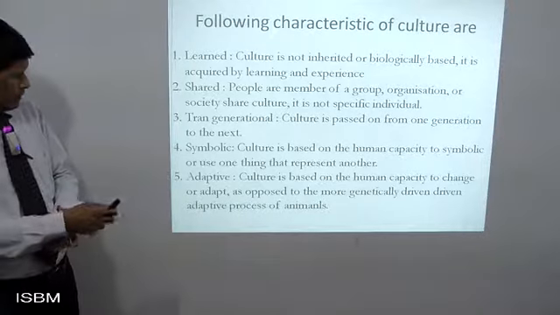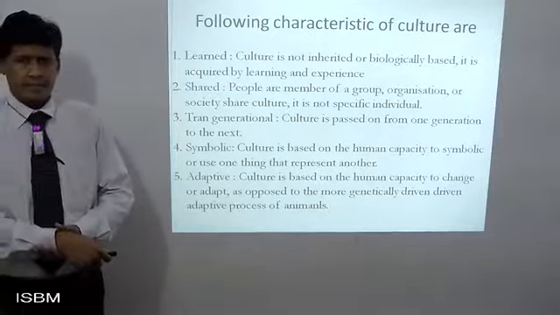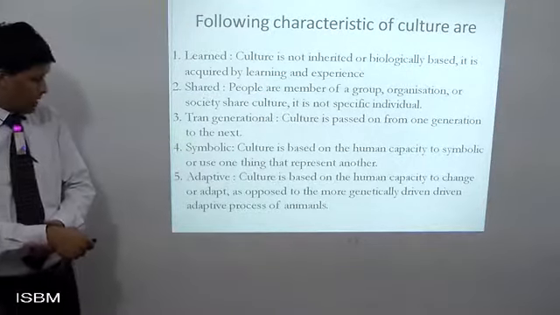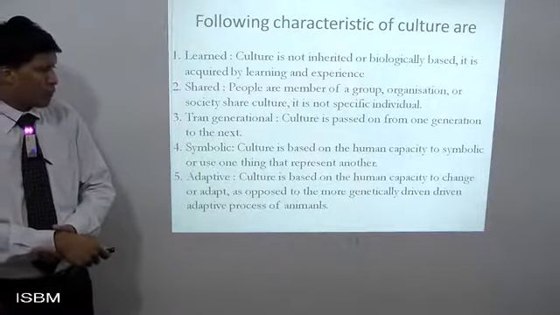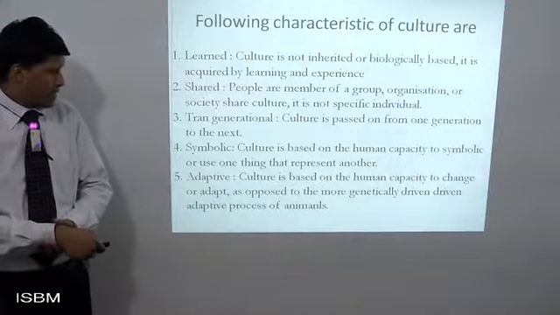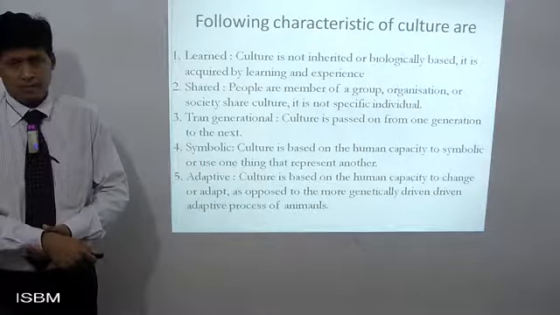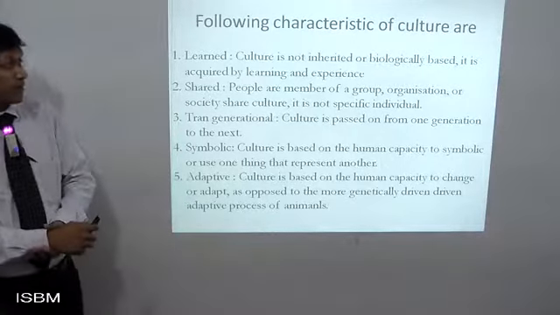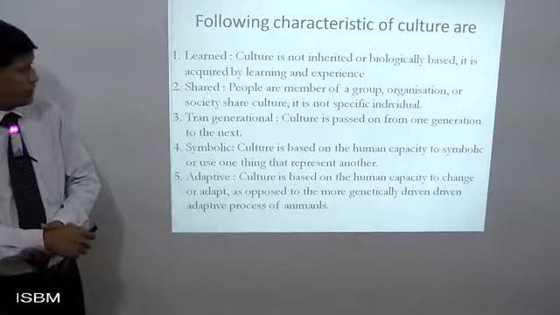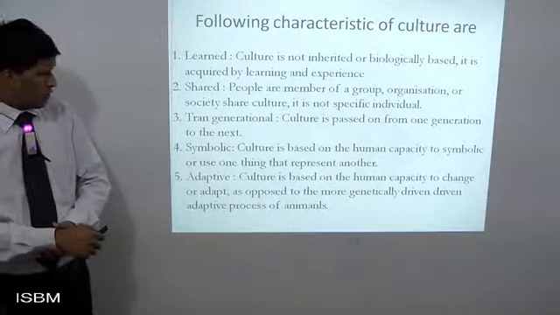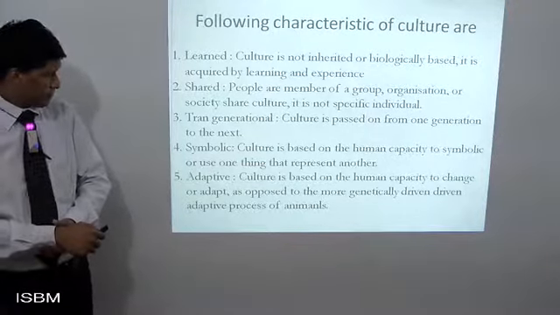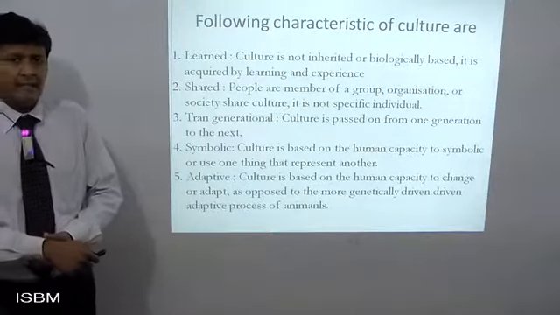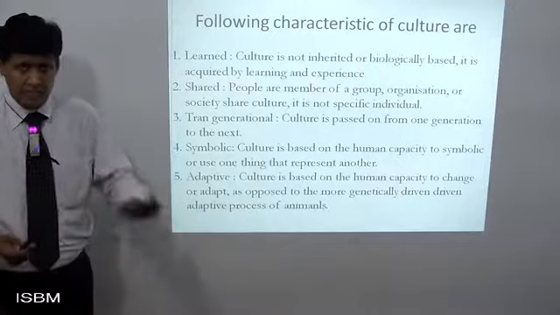So they're symbolic. Then it is adaptive, means that culture is based on the human capacity to change or adapt, as opposed to the more genetically driven adaptive process of animals. So the characteristics of culture are: number one, it is a learned behavior. Two, it is shared through people. Three, it is transgenerational. Four, it is symbolic. That means symbols exist. Fifth, it is adaptive. Important to understand these dimensions of culture.